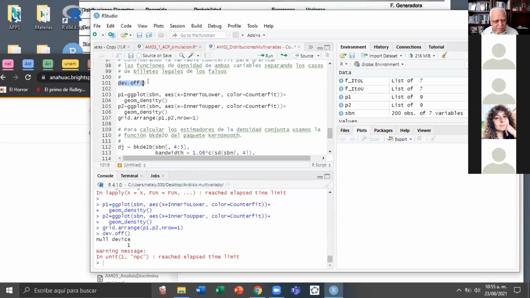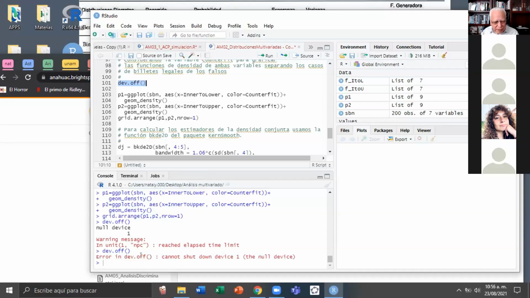From here. Oh, don't worry about it. It's probably because you typed that more than once. See here, when you turn the first device off, it gives you no device one. The warnings didn't matter. If you do it again, there's no device to turn off because you haven't produced another graph. Oh, okay. So if I run this, it should be fine. Yeah. Okay.